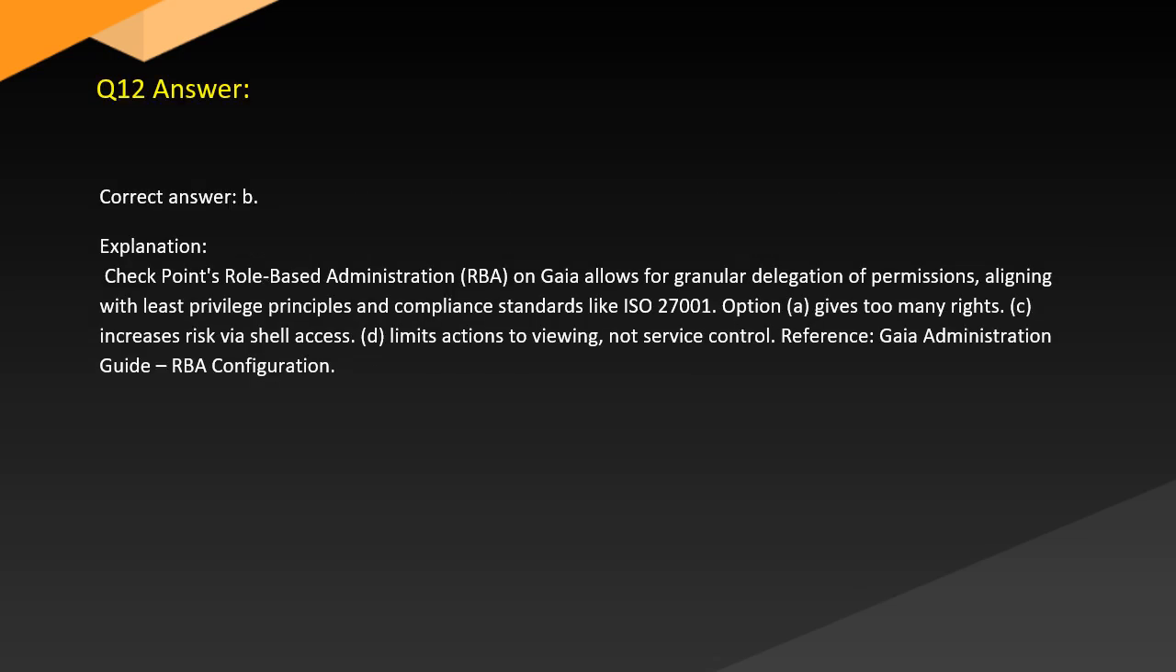Answer. Correct answer: B. Explanation: Checkpoint's role-based administration (RBA) on Gaia allows for granular delegation of permissions, aligning with least privilege principles and compliance standards like ISO 27001. Option A gives too many rights. C. Increases risk via shell access. D. Limits actions to viewing, not service control. Reference: Gaia Administration Guide, RBA configuration.